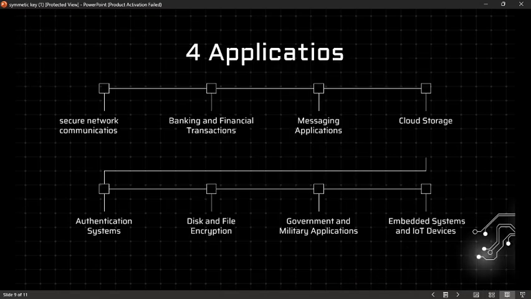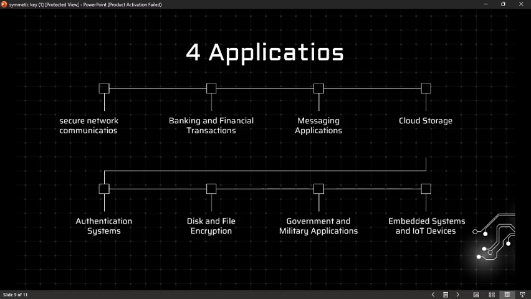Here, point number 4, applications. There are different kinds of applications where we use the same technology of encryption and decryption of data. Some of them are mentioned here. I will read them for you.